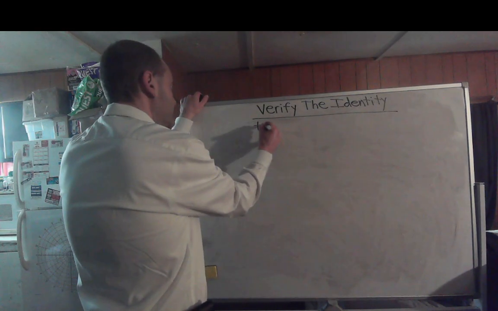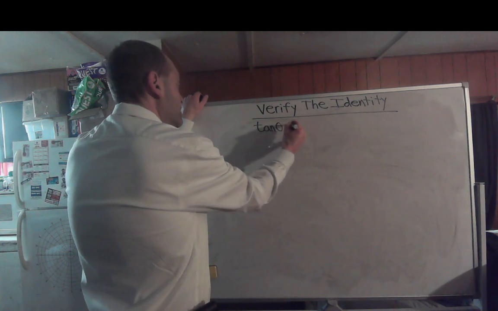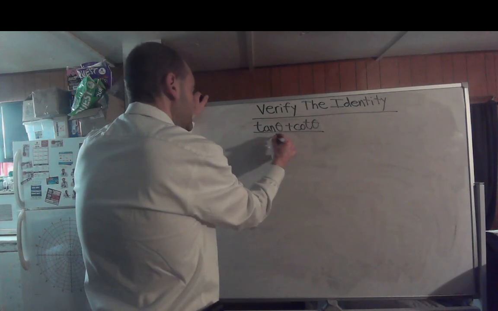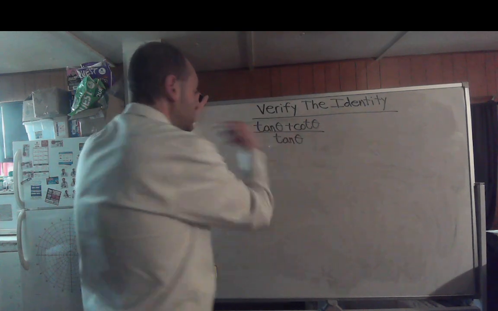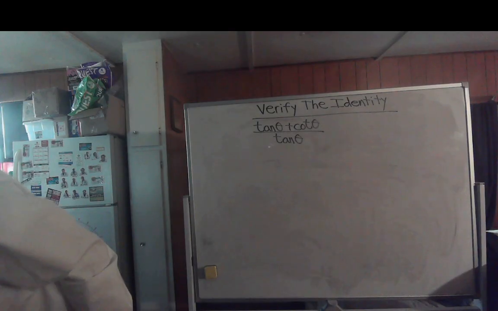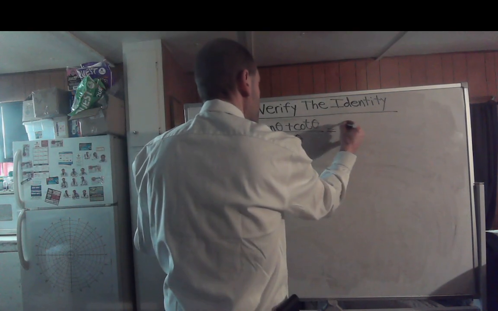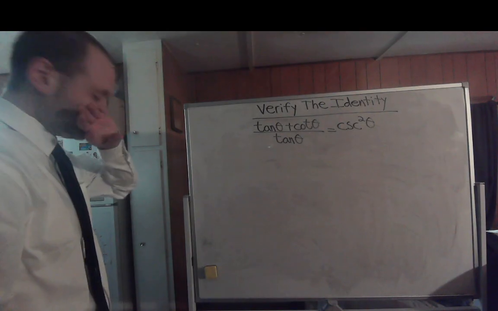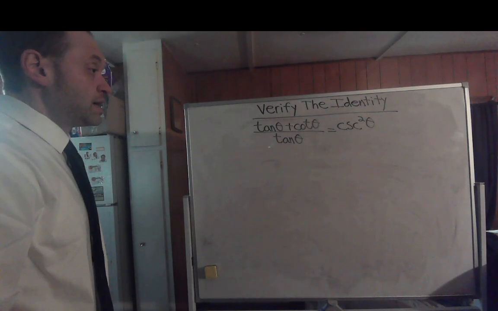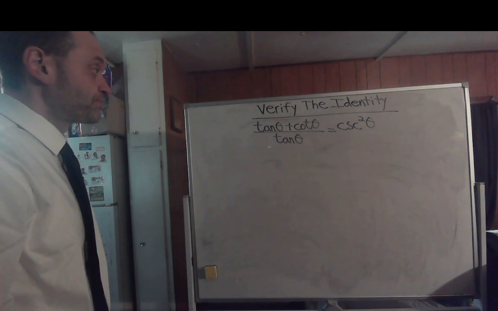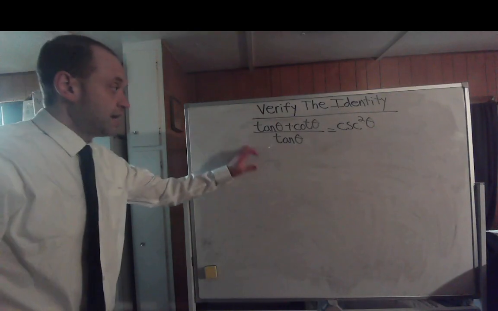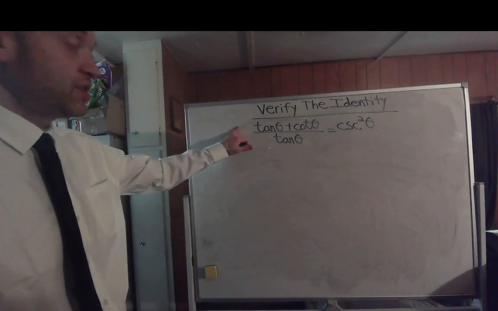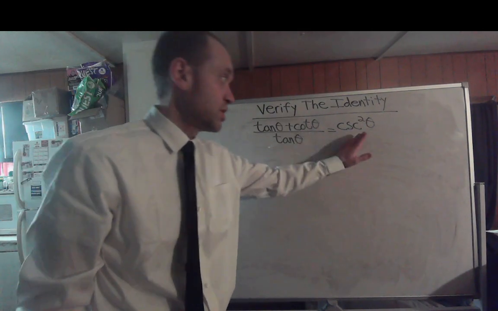So we have the tangent of theta plus the cotangent of theta all over the tangent of theta equals the cosecant squared of theta. All right. Well, here's the thing now. First let's write this out. We want to prove that the tangent of theta plus the cotangent of theta all over the tangent of theta equals the cosecant squared of theta.